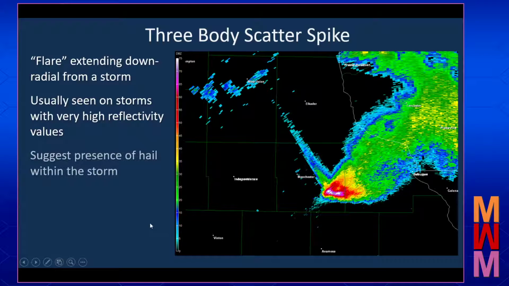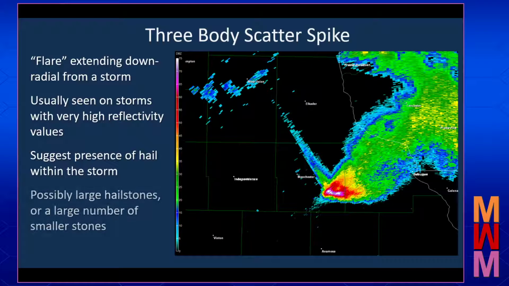we see here. The three-body scatter spike suggests the presence of hail within the storm. Now, it doesn't necessarily tell us about the size of the hail. We could have some large hailstones or a large number of small hailstones when we see one of these three-body spikes. We have to look at some other details, some other information with the storm to tell for sure just what's taking place.